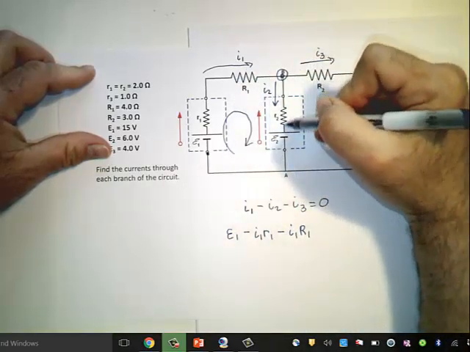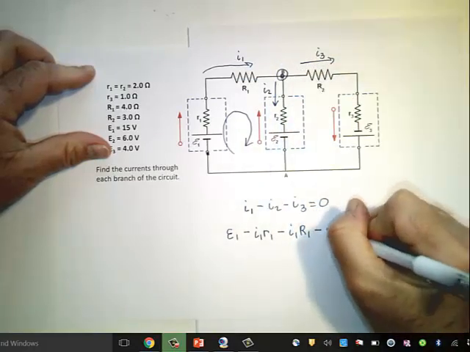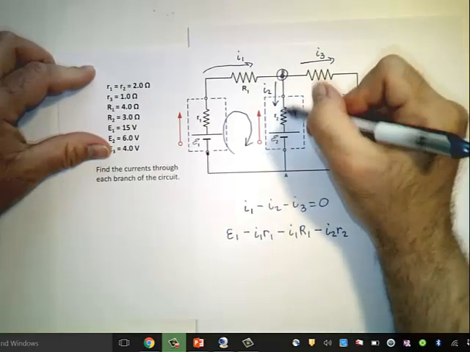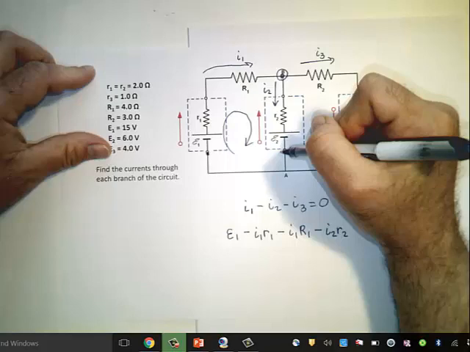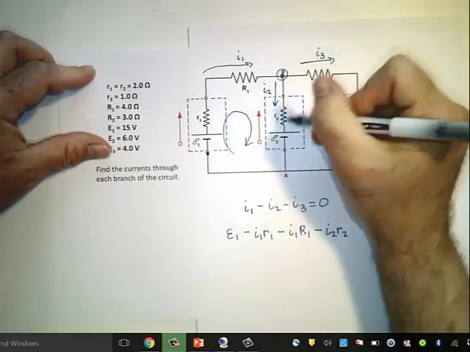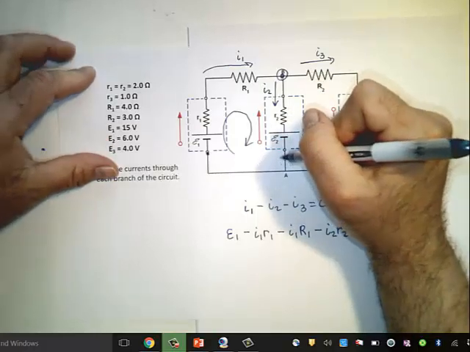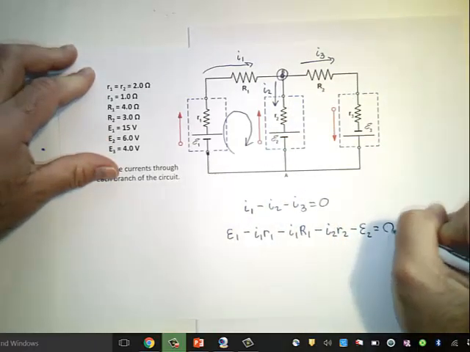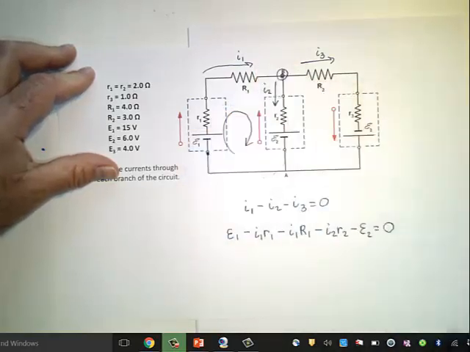Keep going. The current through this guy is I2, so I'm going to say minus I2, little r2. Now here, we're walking against the EMF direction. This battery pushes this way, so this is the high side of the battery, this is the low side of the battery, so this is a drop of E2. And then we're back around to our original spot, so there's our equation.